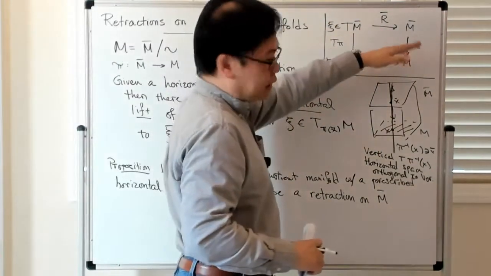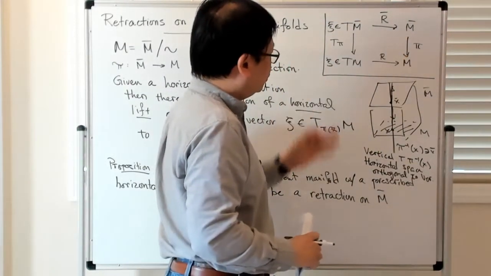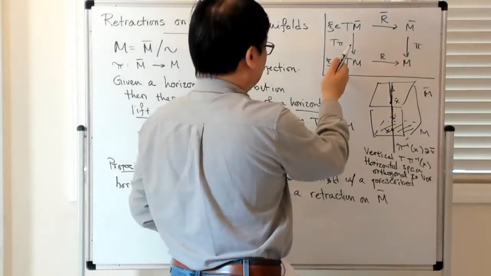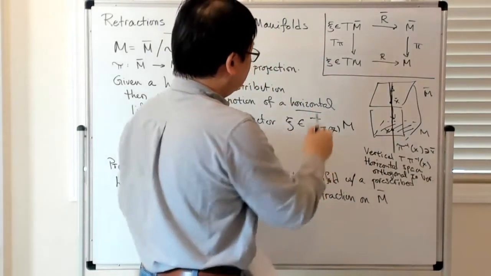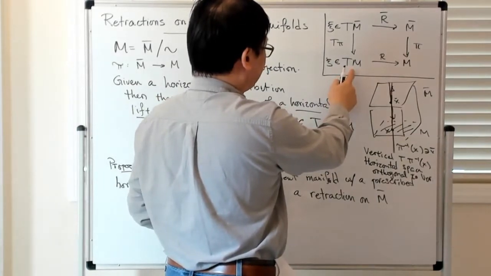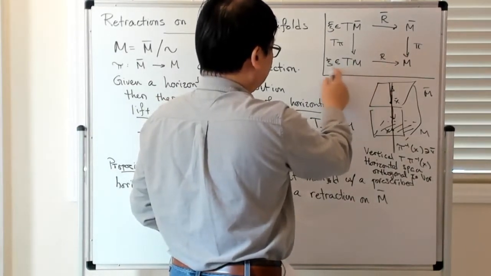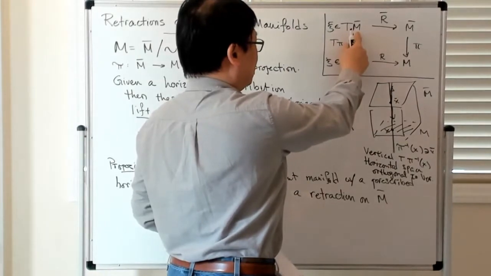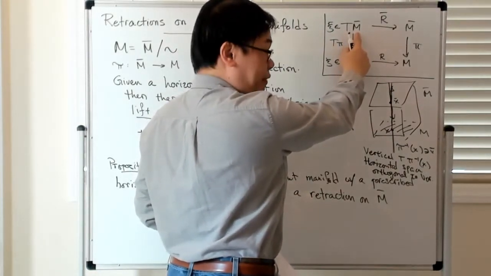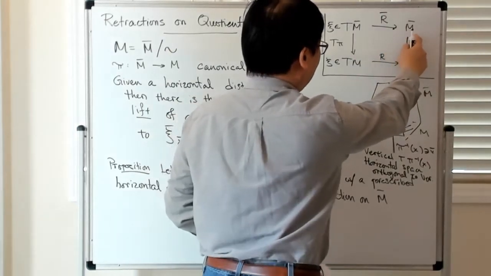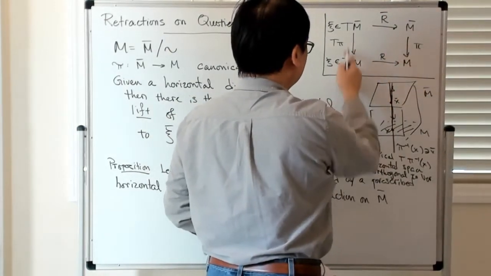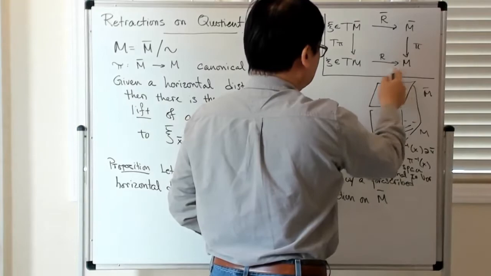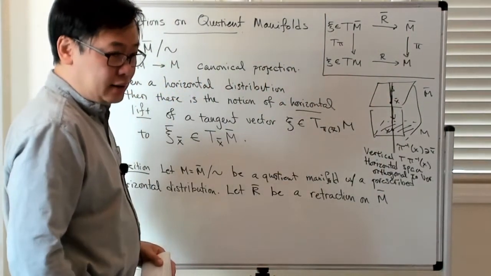Whenever you have this kind of quotient manifold structure, the natural choice you would want to make, if you want to define this R, one thing you can do is to start with a vector in T M and do the horizontal lift. This gives you a vector which is an element of T M bar. You can apply the retraction to get something in M bar, and then do the projection to get back to M. So you can do horizontal lift, retraction on M bar, and then projection, to give you a candidate for a retraction map on M.